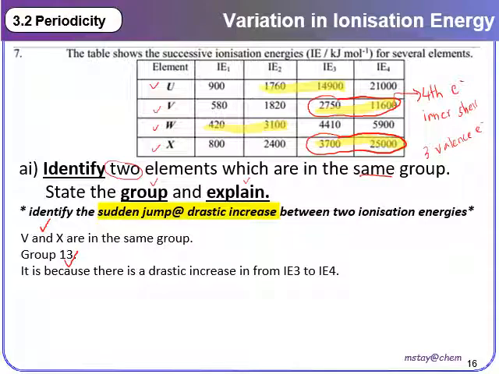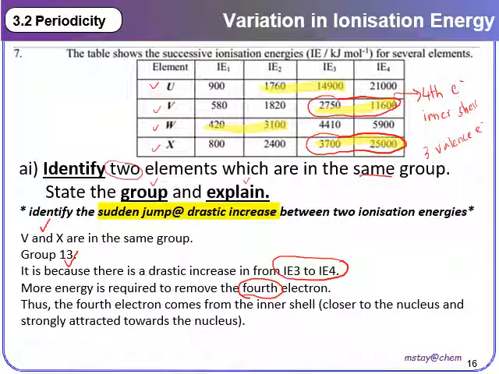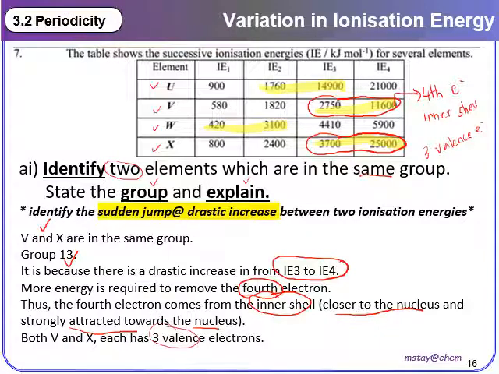Because there is a sudden increase between IE3 and IE4, which means more energy is required to remove the fourth electron. Why more energy? Because the fourth electron is from the inner shell, which shows that it is closer to the nucleus and hence strongly attracted to the nucleus. So in other words, we need more energy to remove the fourth electron. So both elements V and X consist of 3 valence electrons, so both of them are in group 13.